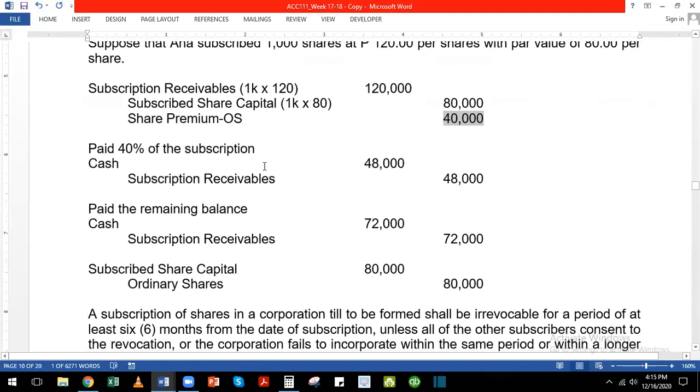Okay? Paid 40% of the subscription. So if that's the case po, syempre 40% ng 120. Ayan. So nasa 48,000. Diba? So 120,000 times 40%. So nag-partial payment si shareholder.